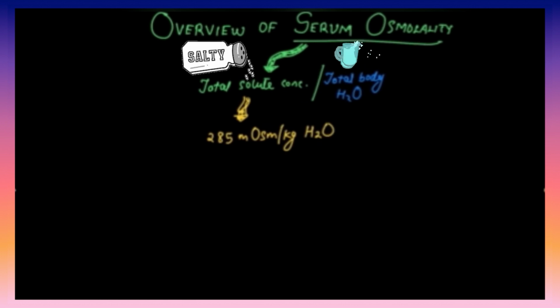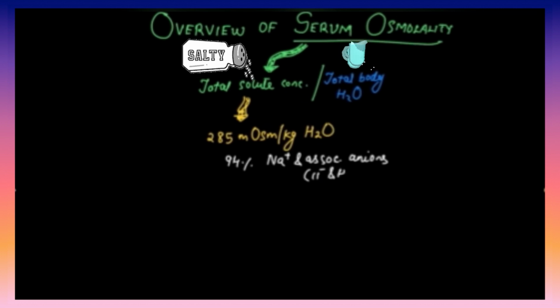And as you can see, the value is 285 milliosmoles per kg H2O, around 300 milliosmoles per kg H2O, out of which 94% is by sodium and associated anions. Sodium and associated anions are the major contributors. They are chloride and bicarbonate. Then there are glucose and urea and plasma proteins. Glucose and urea contribute 4% and plasma proteins contribute the rest.